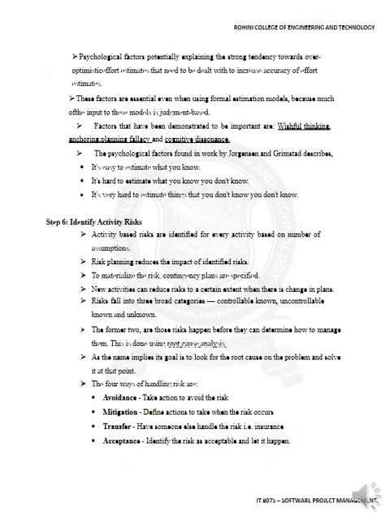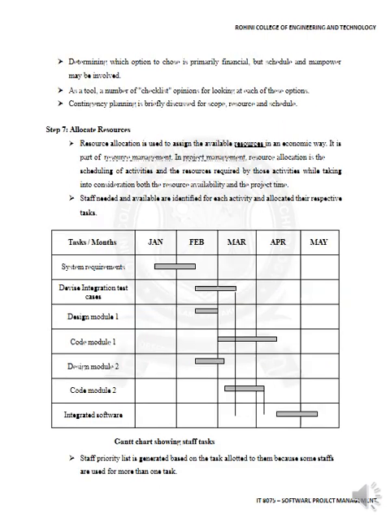So identify activity risk. There are 4 ways of activity based risk we identify for each activity based on a number of assumptions. The ways of handling risk will be root cause analysis, avoidance, mitigation, transfer, and acceptance. Avoidance: take action to avoid the risk. Mitigation: define action to take when the risk occurs. Transfer: have someone else handle the risk, that is insurance. Acceptance: identify the risk as acceptable and let it happen.